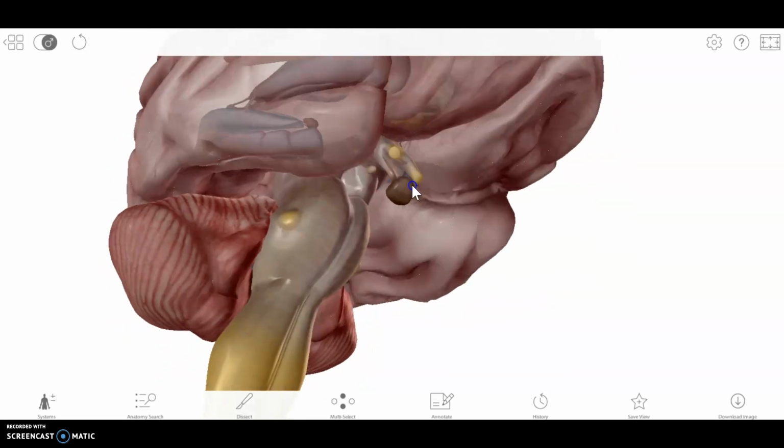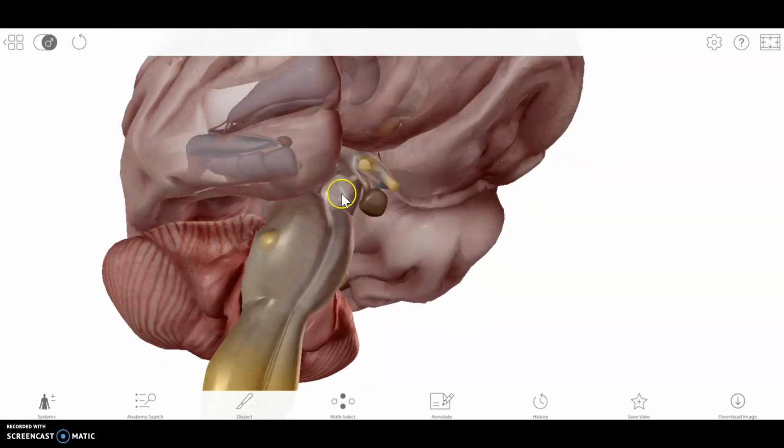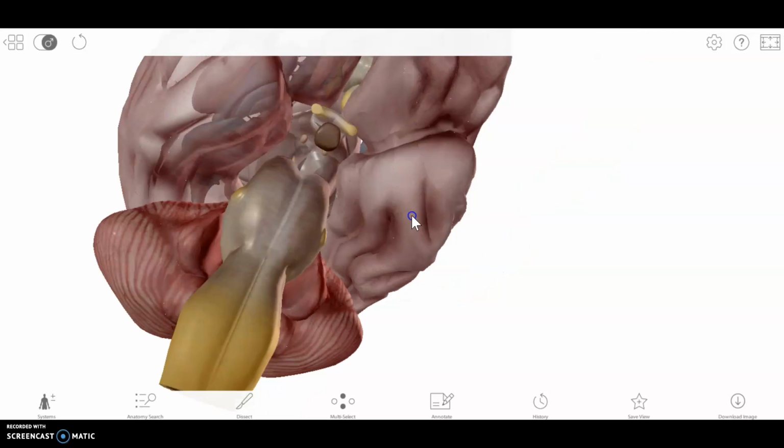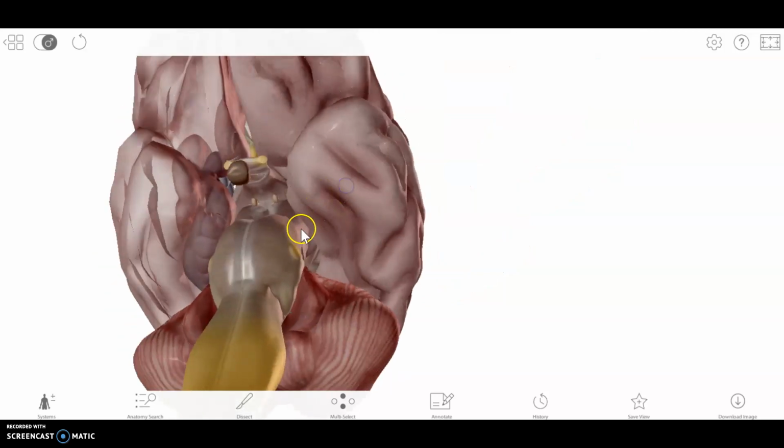Okay, we'll talk more about this structure. It's kind of hard to see here. It contains your pituitary, your thalamus, your hypothalamus, your epithalamus. They're all kind of in here and then buried up in here. You have your brain stem. Okay, you have your midbrain up here, then your pons and your medulla.